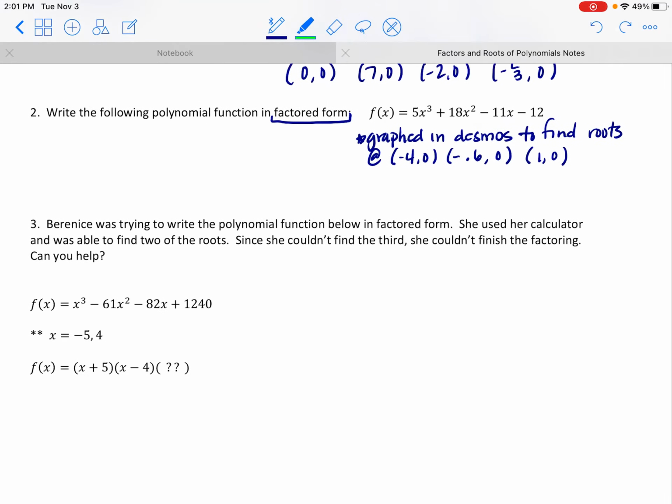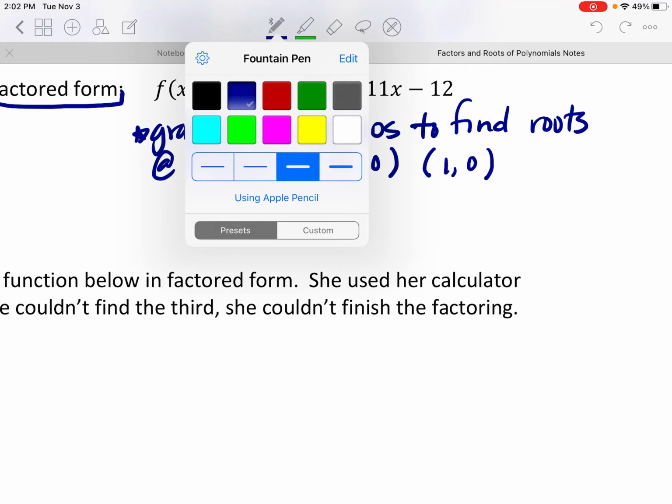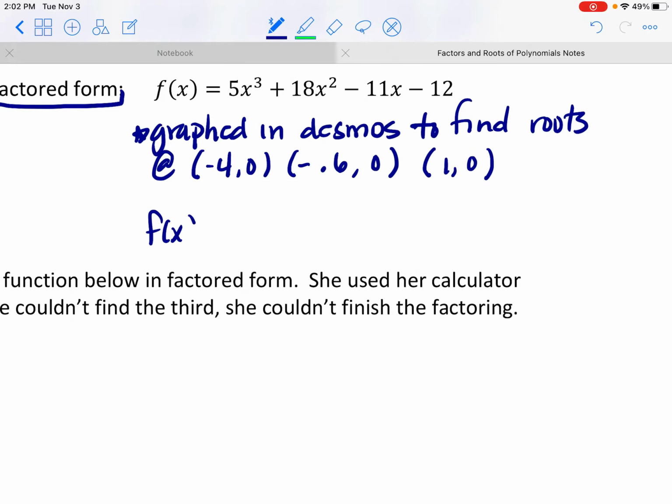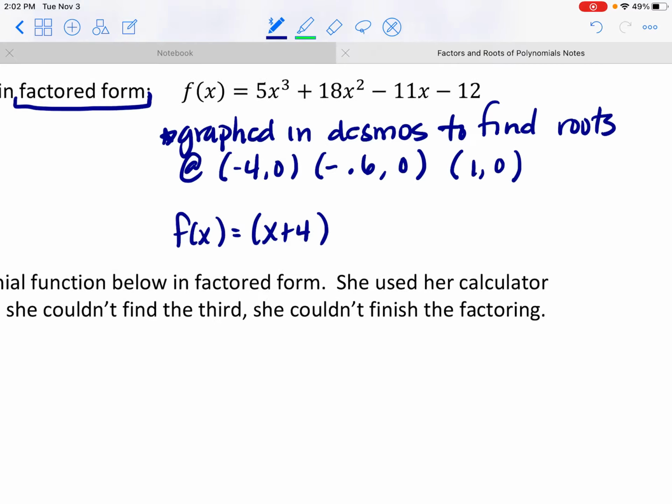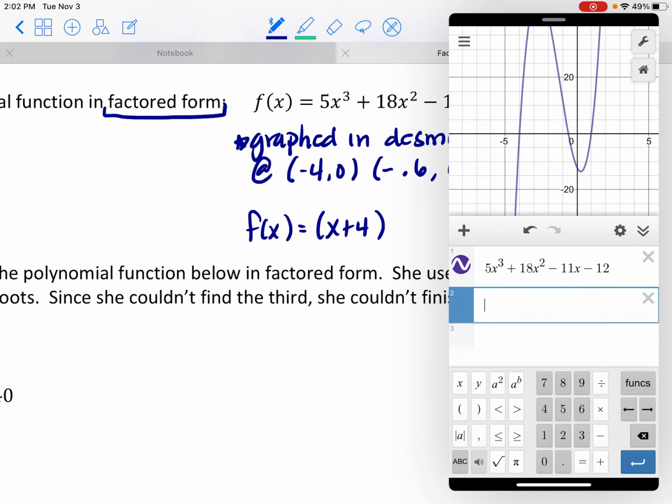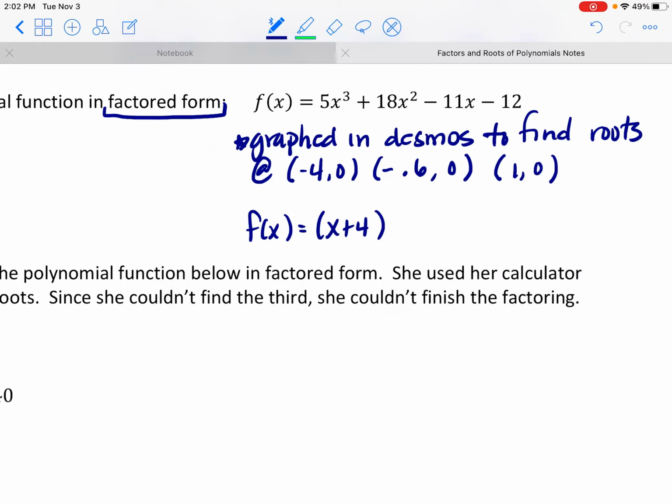All right, so let me go back here. How do I use these to now write this function in factored form? So f of x is going to equal, if -4 is a root or was a solution to the related equation, then x plus 4 had to be a factor. Now the decimal one there is tricky. The fraction is going to be a little more helpful. -0.6 decimal as a fraction is, I meant to stick that negative in there, sorry, -0.6 is equal to -3/5.